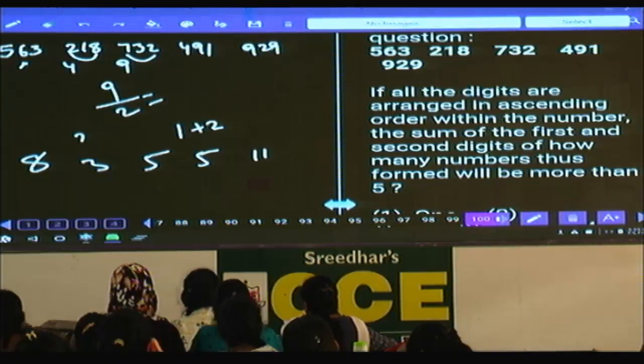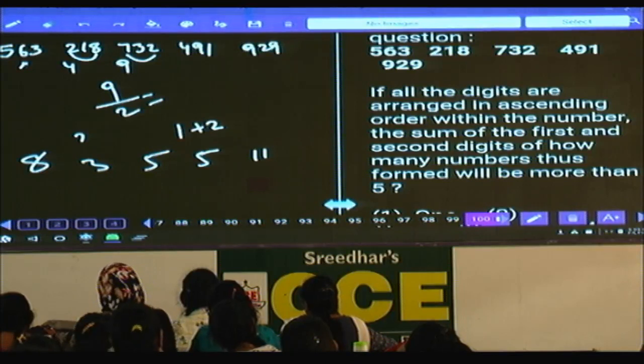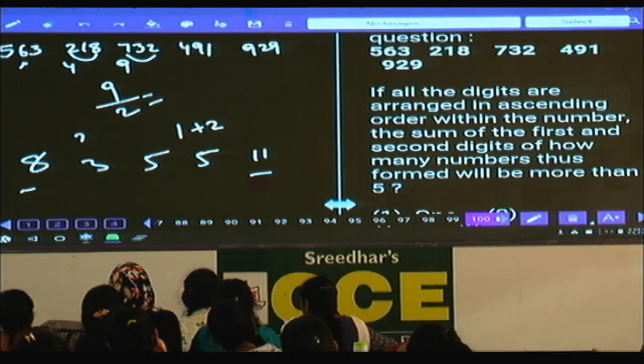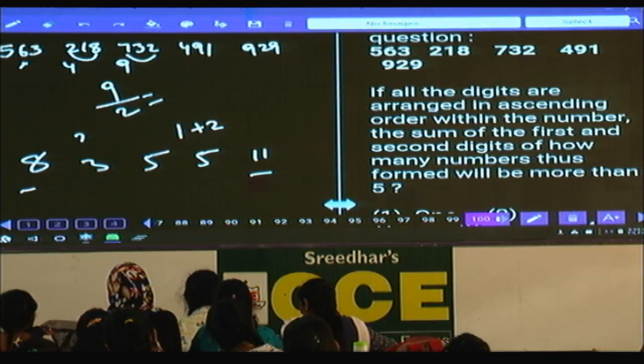Then what is the question we have? How many numbers are found more than 5? There are only 2 such numbers. More than 5, not equal to 5. Hence, what is your answer here? 2, that is choice 5.